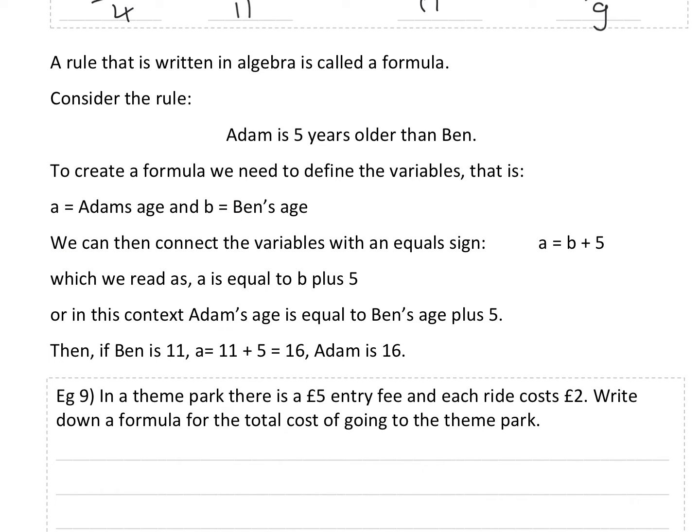We can then connect the variables with an equal sign. And we read this as A is equal to B plus 5. A is equal to, or the same as, B plus 5. Or, in this context, Adam's age is equal to Ben's age plus 5. Then, if Ben is 11, Adam is equal to 11 plus 5, which is 16. So A is 16, or Adam is 16.